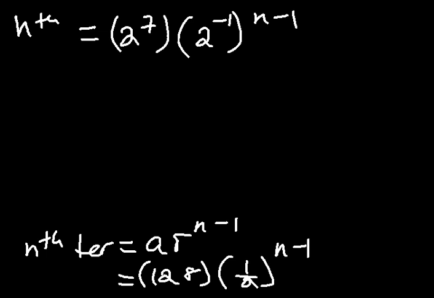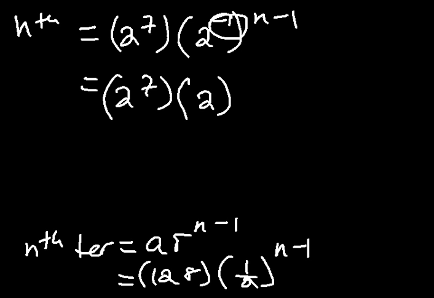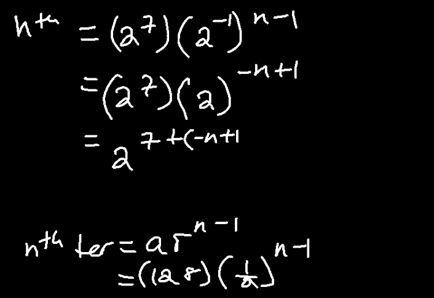So we just have to be flexible with the laws of indices. So we have 2 to the power 7 times 2 to the power, now this negative 1 will multiply n minus 1. So in that case we'll have it as negative n plus 1. And since the bases are the same, we can add the powers. So we have 2 to the power 7 plus negative n plus 1.